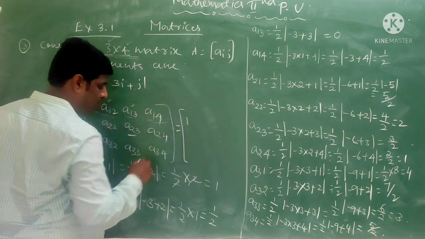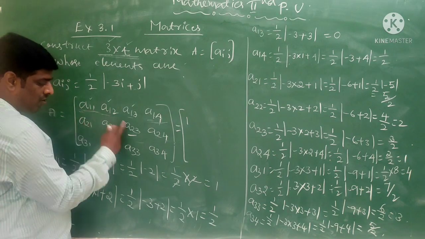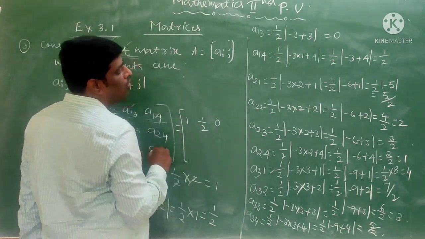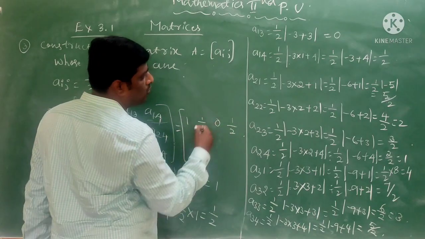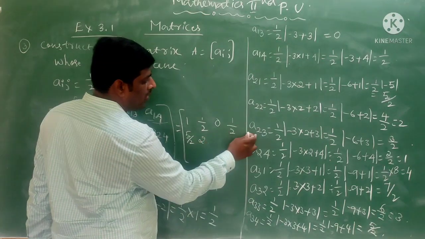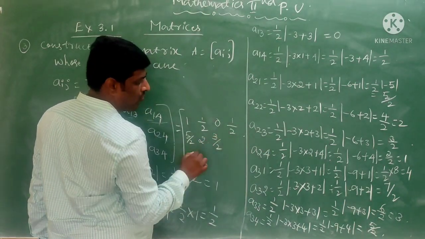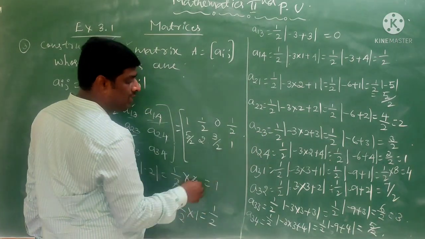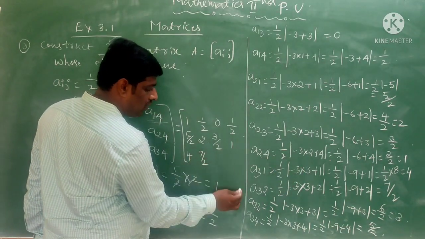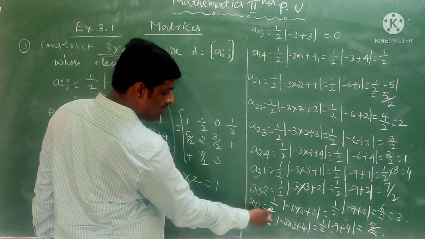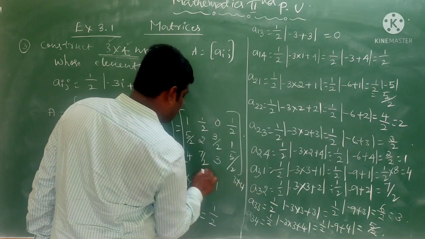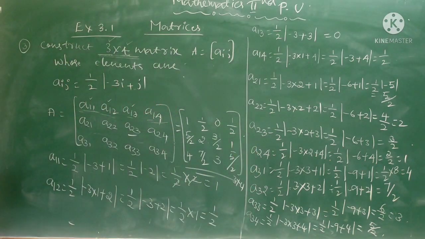A11 is 1. Okay. Next, A12 is 1 by 2. Next, A13 is 0. A14 is 1 by 2. A21 is 5 by 2. A22 is 2. A23 is 3 by 2. A24 is 1. A31 is 4. A32 is 7 by 2. A33 is 3. A34 is 5. This is the 3 cross 4 matrix. Okay, 3 cross 4 matrix.